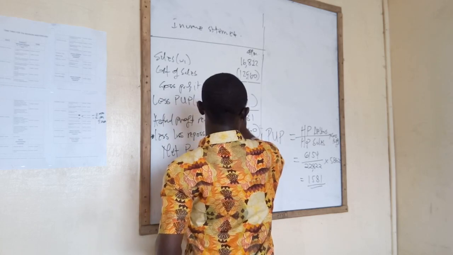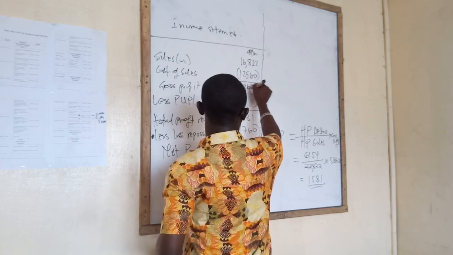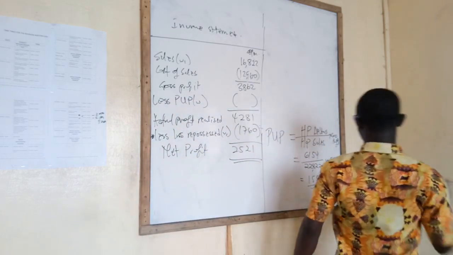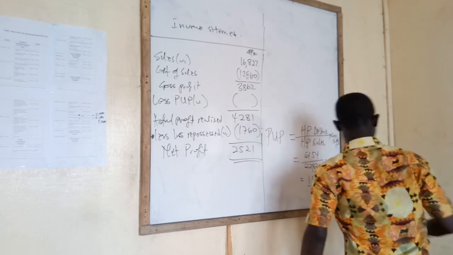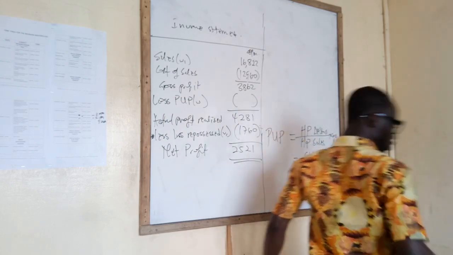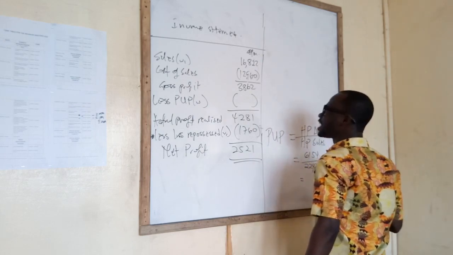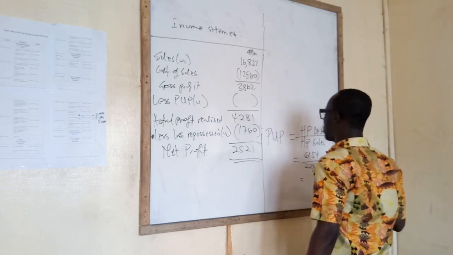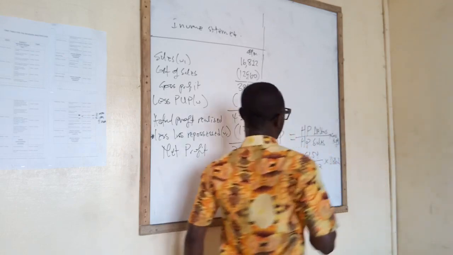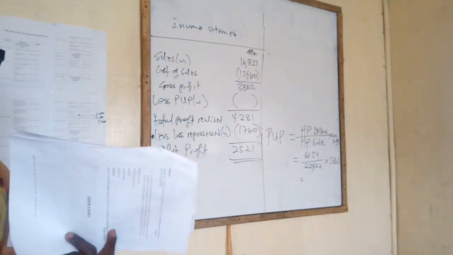$3,862. So you have to calculate the provision for unrealized profit again using this gross profit. Did you say 3,162? 862. Okay. So give me the provision for unrealized profit again.